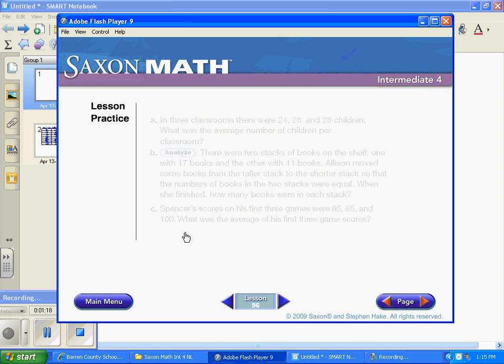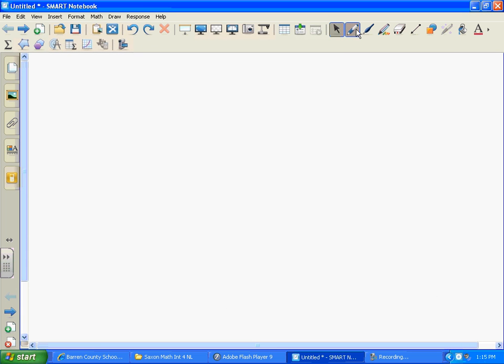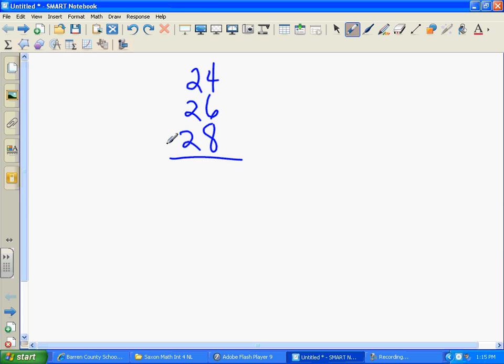Let's look at lesson practice. In 3 classrooms, there were 24, 26, and 28 children. What was the average number of children per classroom? So let's add 24, 26, and 28. I've got a combination of 10 here, plus 8 is 18, and 2, 4, 6, 7. Now how many classrooms were there? There were 3. So you take 78 students divided among 3 classrooms.